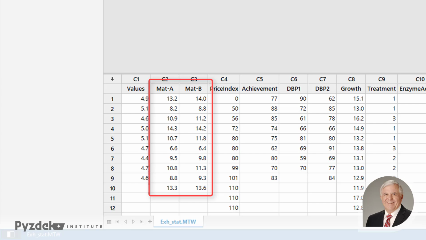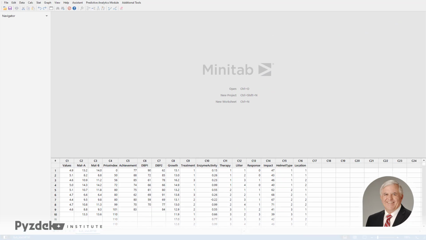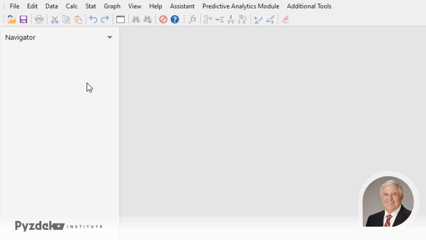Again, I can see there are big differences between the different pieces. I'm not interested in that. I'm only interested in the materials themselves. I can't do a t-test because I group those together and it would include the differences between the pieces as well as the differences between the materials. So let's go ahead and take a look at using Minitab to analyze these data.